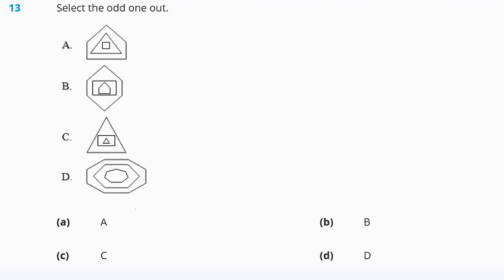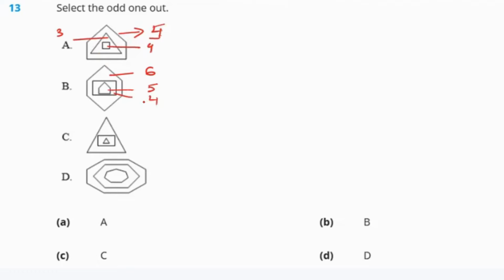Next question, question number 13, select the odd one out. As we can see, in the outer figure we have 4 sides, in the next one 5, then in the innermost figure we have 4 sides, and in the middle one we have 3 sides. Here we have 6 sides outer, 5 sides, after that 4 sides in the middle, and 5 sides in the center one.